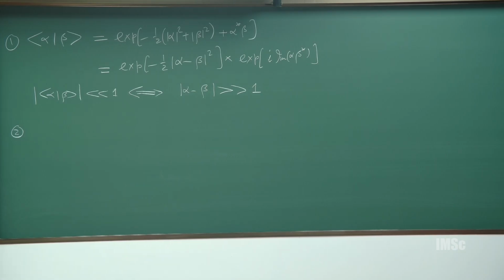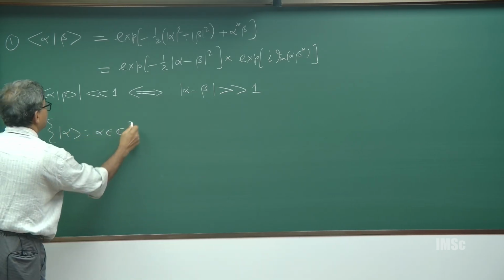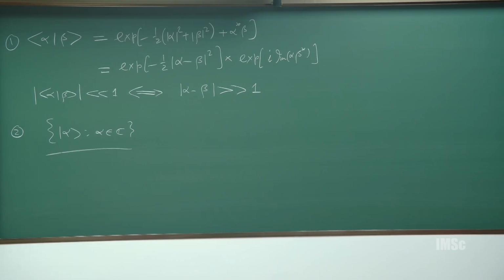How many coherent states are there? If I look at the collection of these coherent states where alpha is a complex number, this is an infinite set, in fact an uncountable set, right. But what is my system? What is the dimension of my system? This is the quantum harmonic oscillator. So, countably infinite, right.